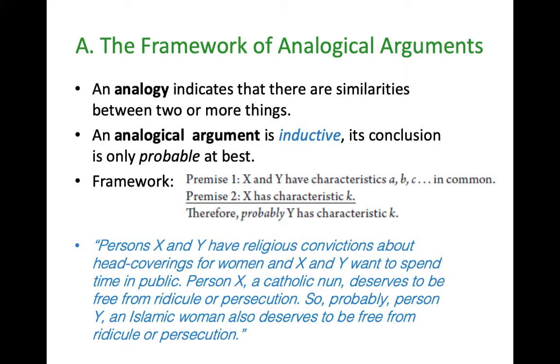And they look kind of like this. Premise 1 says something like things X and Y have certain properties or characteristics in common, A, B, and C, for instance. Premise 2 says X has characteristic K also, and the conclusion says probably Y also has this characteristic K. Here's an example. Persons X and Y have religious convictions about head coverings for women, and X and Y want to spend time in public. Person X, a Catholic nun, deserves to be free from ridicule or persecution. So, probably, person Y, an Islamic woman, also deserves to be free from ridicule or persecution.